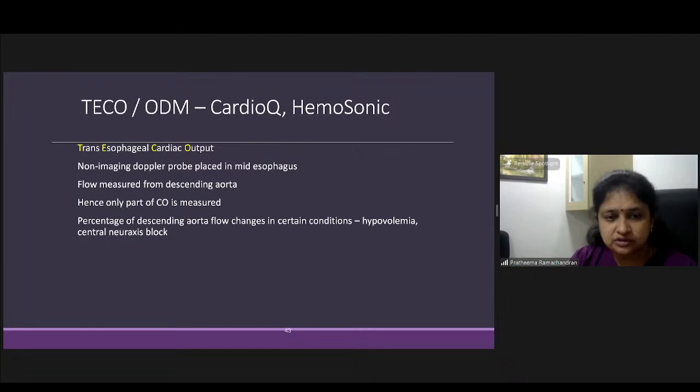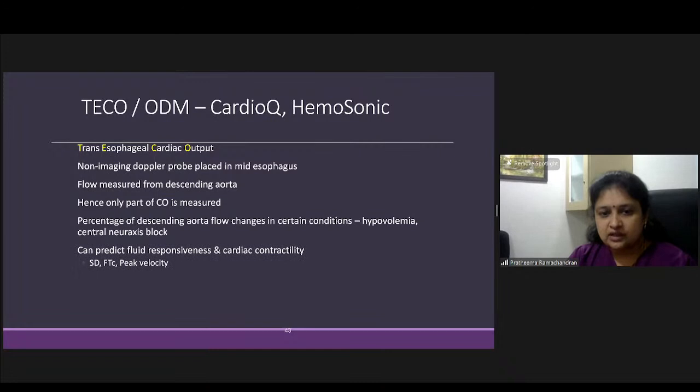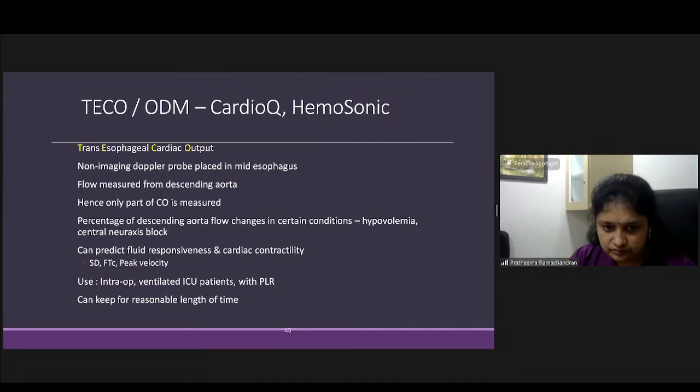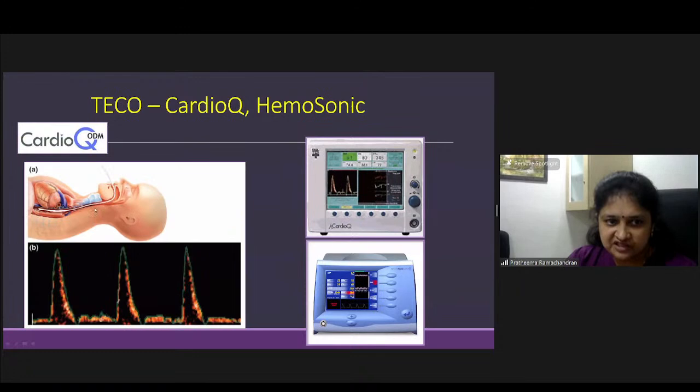So when we give fluid, when we look at the cardiac contractility, what is the change? So we can see a lot of changes, and only a graph is given. We do not see any images. So this is how it is seen. The probe, we can see, is placed in the patient's esophagus. It is looking at the heart. We are not going to get any images. We are going to get only Doppler graphs.